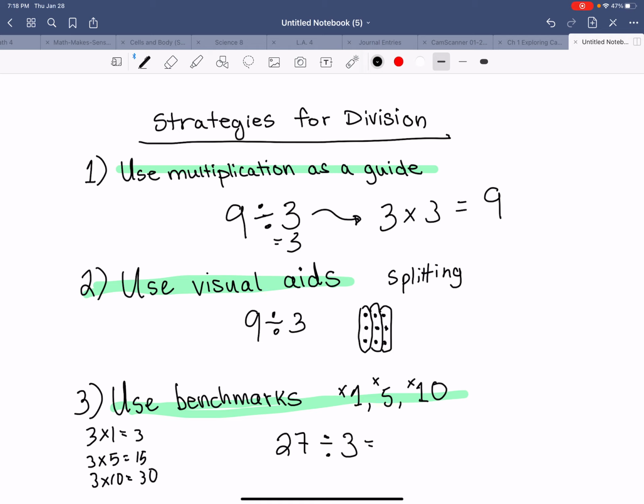So we can look at this number 27 and we can ask ourselves, where does it fit within these benchmarks, right? Which is it closest to? And we can see that it's very close here to 30, right? 27 is very close to 30. So here we're going to want to be trying numbers around 10. So here we're going to try 9. 3 times 9 is indeed 27. So the answer here is 9.